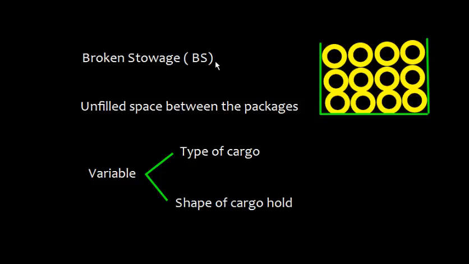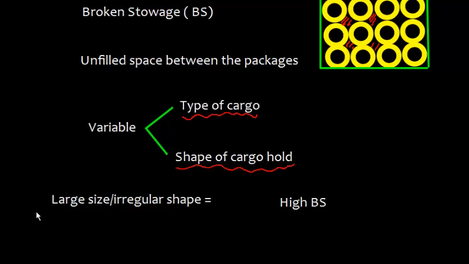Now let me define broken stowage, that is the unfilled space between the packages. Suppose this is a cargo compartment and these are some coils loaded. Here there will be unfilled space here, unfilled space here, and so on. We can see clearly that this broken stowage is variable and depends on the type of cargo and also the shape of the cargo hold. You can also conclude from this picture that large size or irregular shape of cargo means there will be high broken stowage.